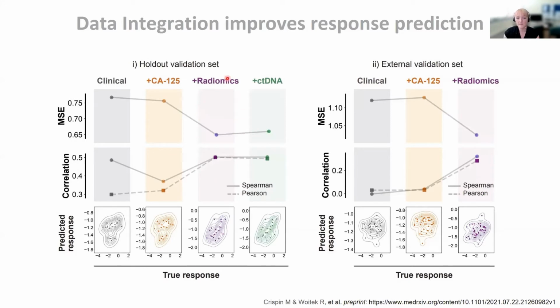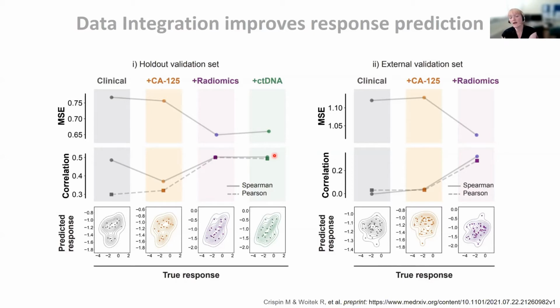But once we added radiomics into the feature parameters for this predictor, we can see that the error of the prediction decreased quite significantly, both in the holdout validation set and also in the completely independent external validation set, while the correlation between the predicted volumetric response and the measured volumetric response increased. So this is what we wanted to see. For the internal data set, we also had circulating tumor DNA, and that didn't add much on top of the radiomics. So we can see radiomics are quite important for these predictions.